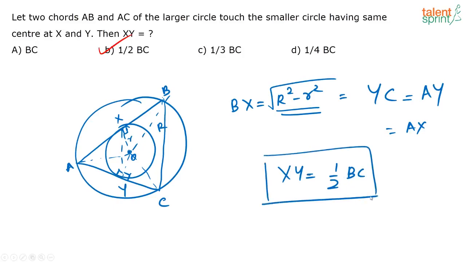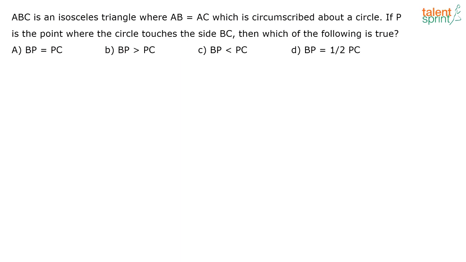That is option B. The next question is there on your screen. ABC is an isosceles triangle where AB is equal to AC, which is circumscribed about a circle. If P is a point where the circle touches the side BC, then which of the following is true? So what is given? An isosceles triangle where AB is equal to AC is circumscribed about a circle. So, okay, everybody is getting the answer as option A.